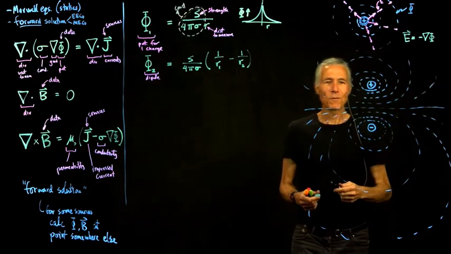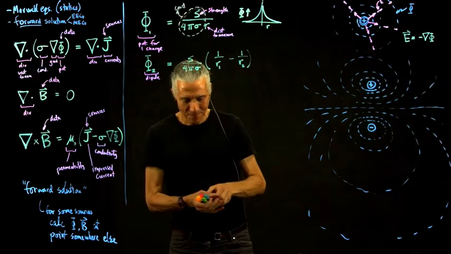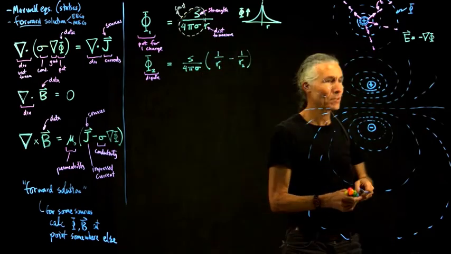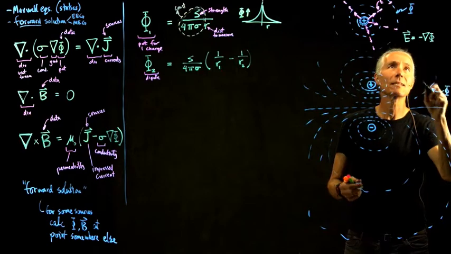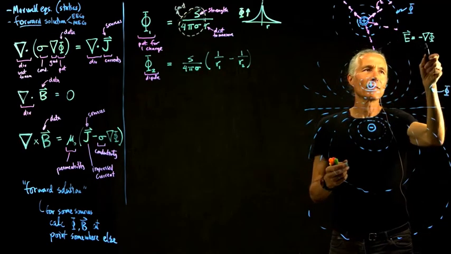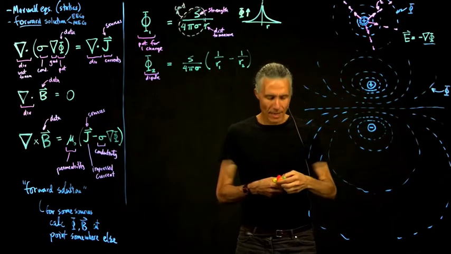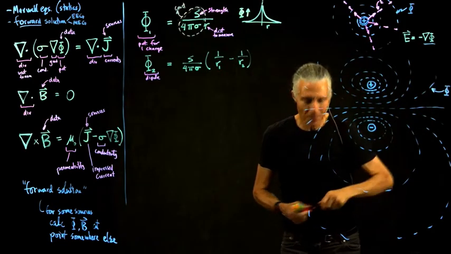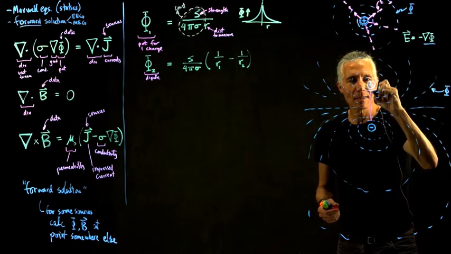Okay, so now we have to take the gradient of that, because that's the potential. And so now we need to take the gradient of it. When we take the gradient of it, what do we get? So we first get something going this way.